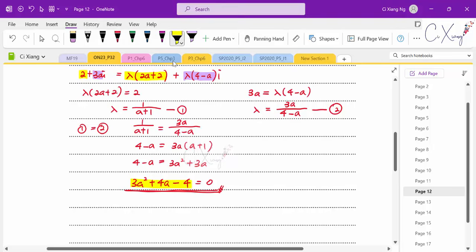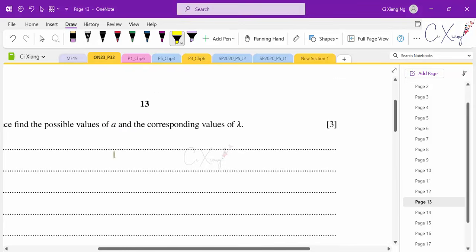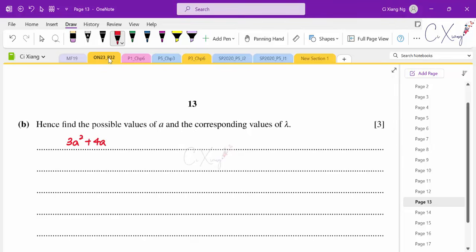Okay, then next question for part B. For part number B, they want us to find the values of a and also the corresponding values of lambda. Okay, so again, I have to use the result straight away from first part. So from first part, I already know that a fulfills this equation, where 3a squared plus 4a minus 4 equals to 0. To get the value for a, basically you just need to factorize them.